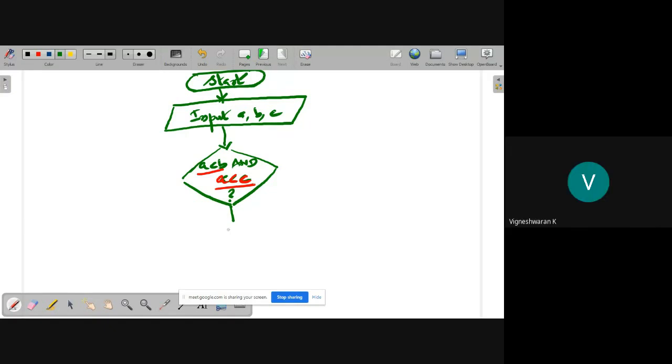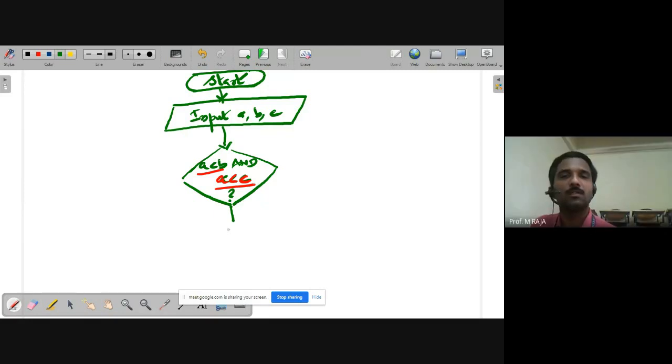Sir, can you also use the elif method? Else if, right? That is also possible. You can first check if A is less than B, then further check, if the condition is true, whether A is less than C. Or you can combine the two conditions here: if A is less than B and A is less than C.